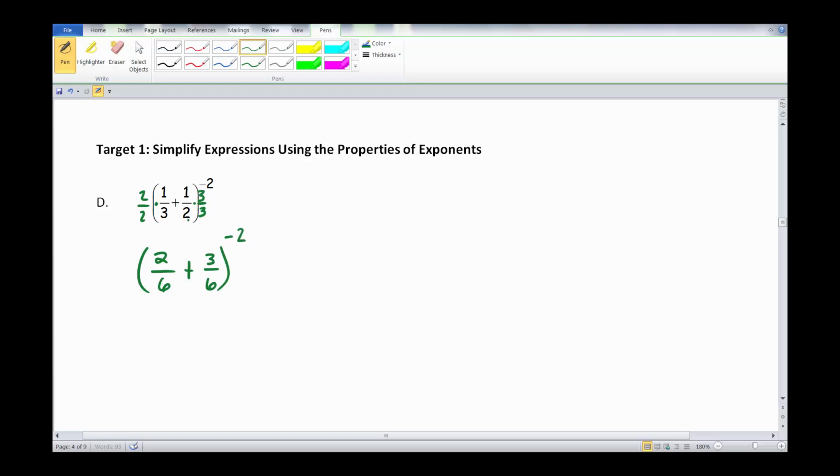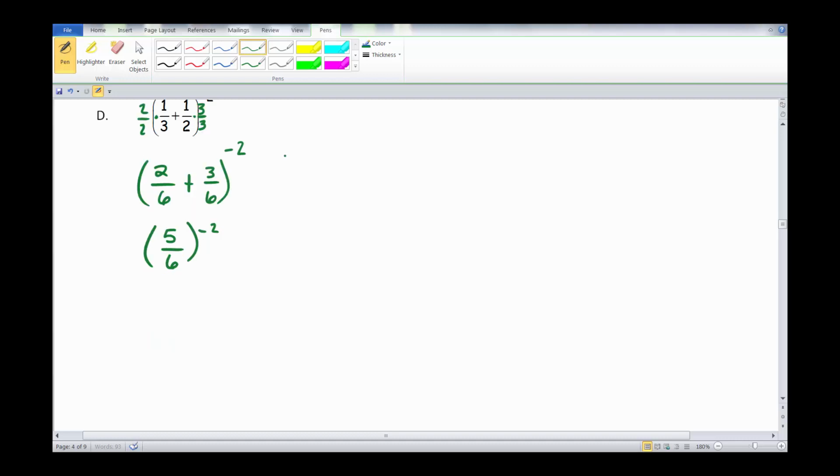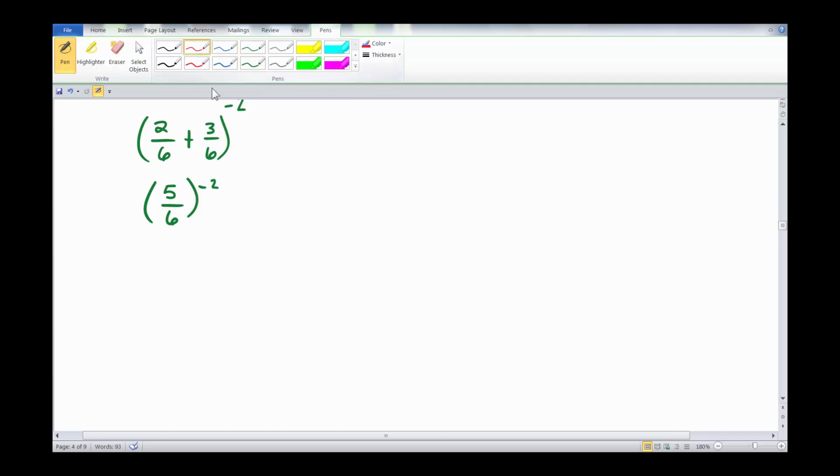Again, we're just simplifying the inside so that we can combine them and get one fraction. Now that they have the same exact bottoms, and we are adding, we can go ahead and add the tops. We end up then with 5/6 raised to the negative second power. At this point, notice we just have a single fraction raised to that negative exponent.